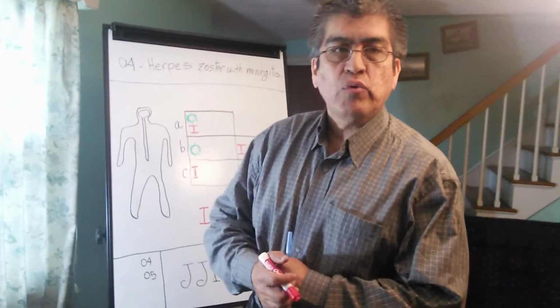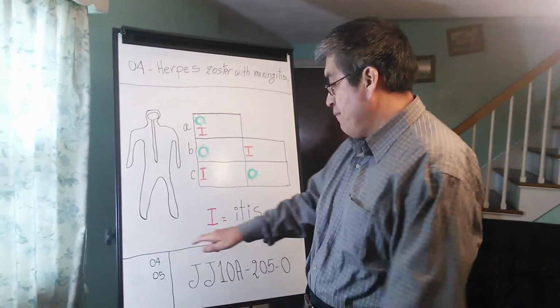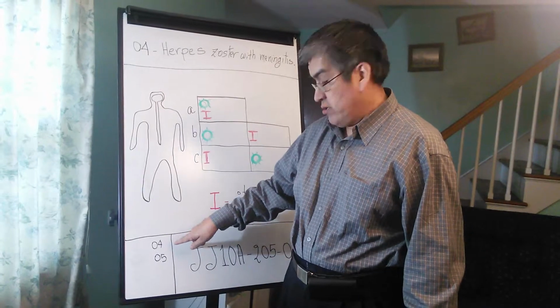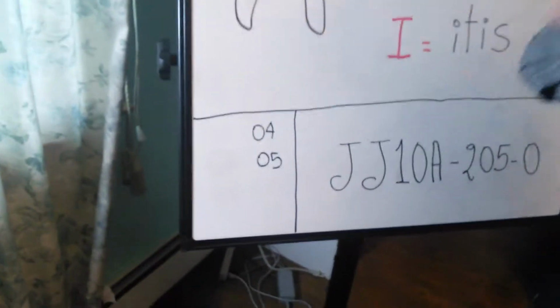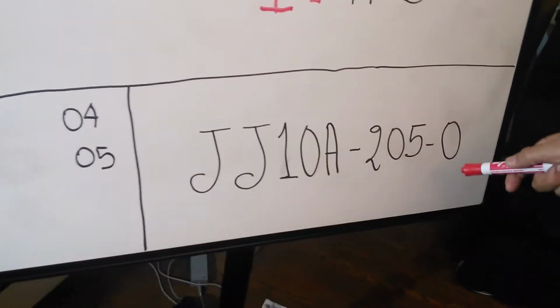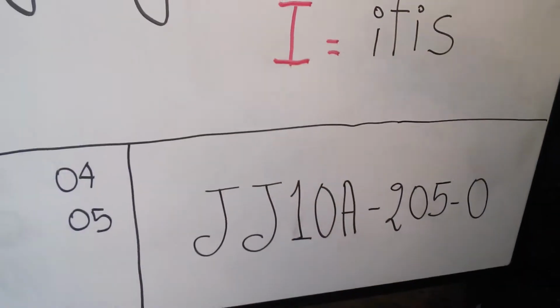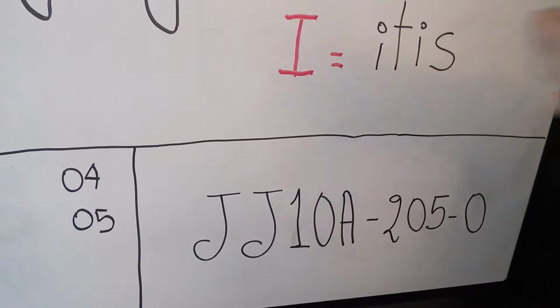Hi, this morning we are in problem number 4, from the group of problems for inflammatory diseases of the central nervous system. Just as a reminder, this is the code that you have to go to get a general idea how to solve all these problems.